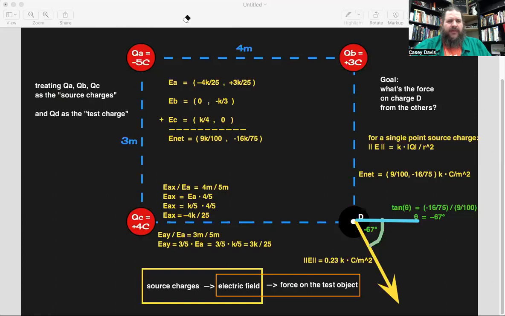So let's actually bring back that test object. We've been ignoring charge D for now, but now let's bring that in. We now know that charge D is negative 2 coulombs. And first of all, without even worrying about magnitude at all, if the charge is negative 2 coulombs, what does that tell us about the direction of the force on charge D?